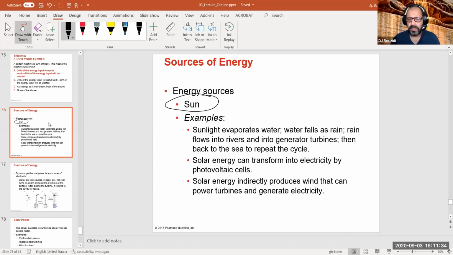So sunlight evaporates water, water falls as rain, flows in rivers and goes into the Hoover Dam and turns the turbines, and the turbines spin inside the magnets, and that will generate electricity using something called Faraday's law. And solar energy can transfer into electricity, and solar energy indirectly produces wind that can turn turbines. So even the wind turbines that you see while you're driving somewhere are also coming from the sun. So the sun is our source of energy in this case, for the most part.